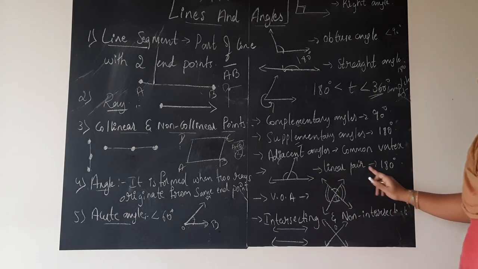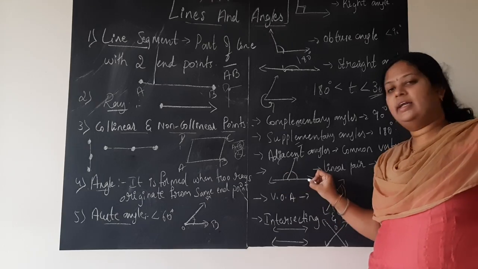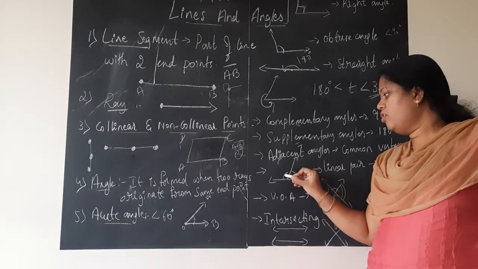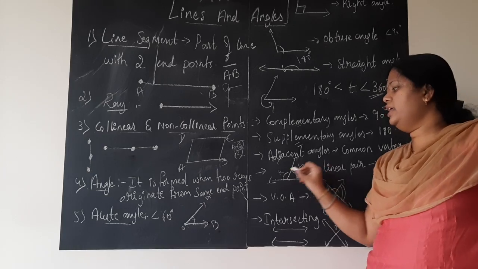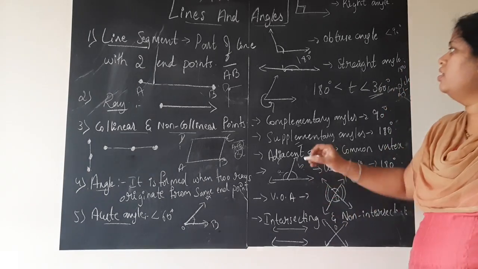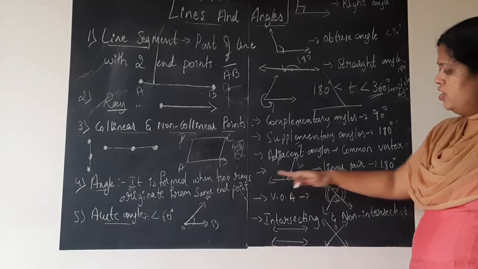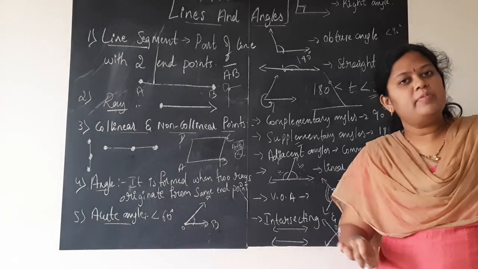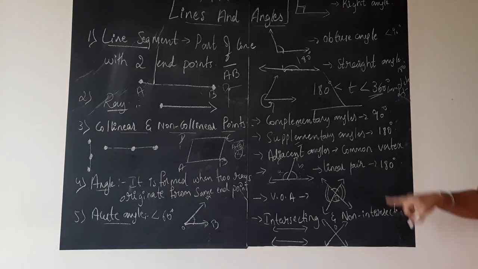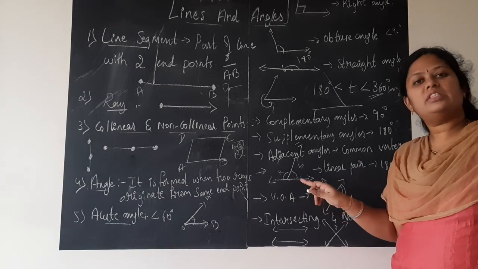Next you have about the linear pair, children. If a ray stands on a line, the pair of angles found on either side are called a linear pair of angles. On a line, if a ray stands, the pair of angles formed are called a linear pair. You know why it is called linear? Because it is on the straight line.